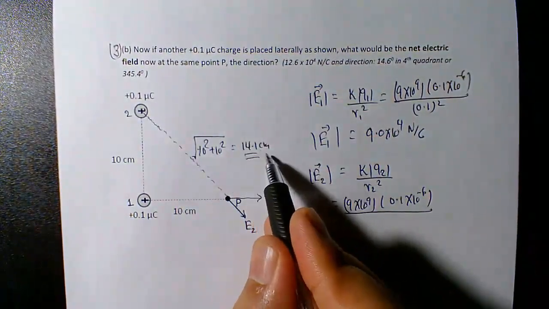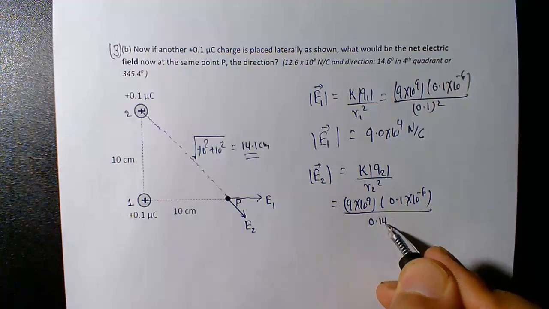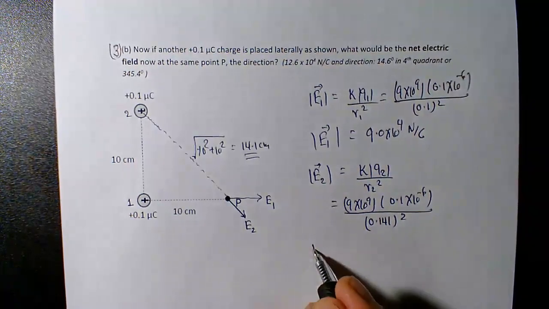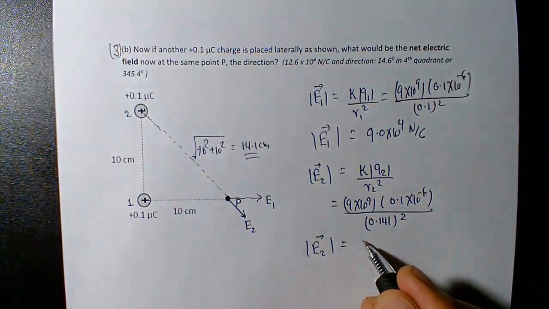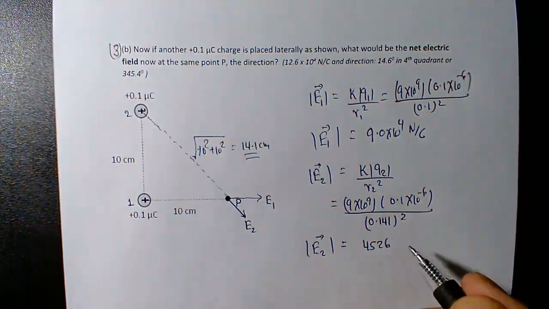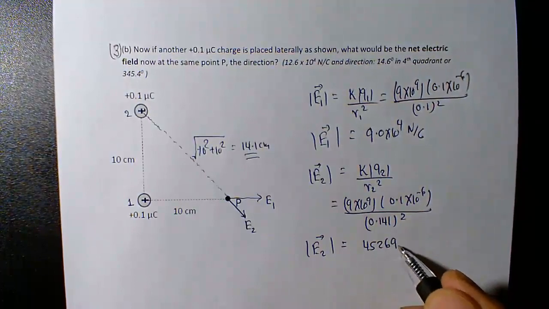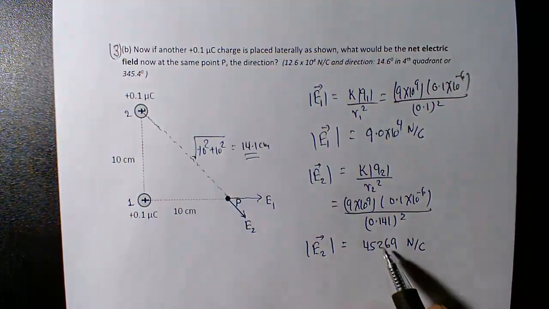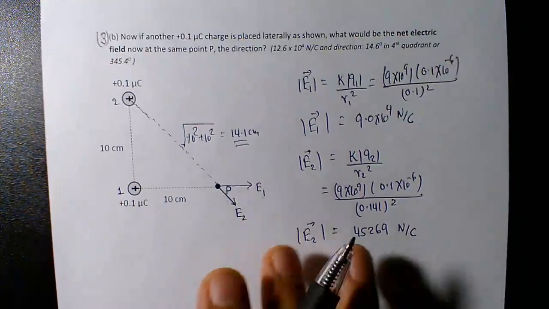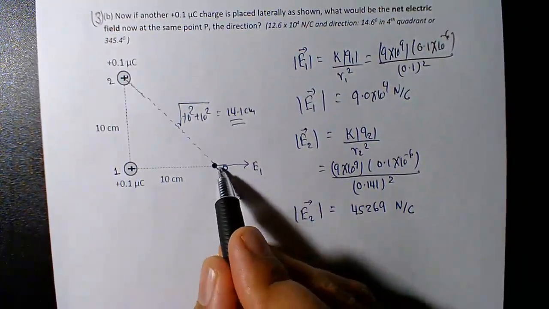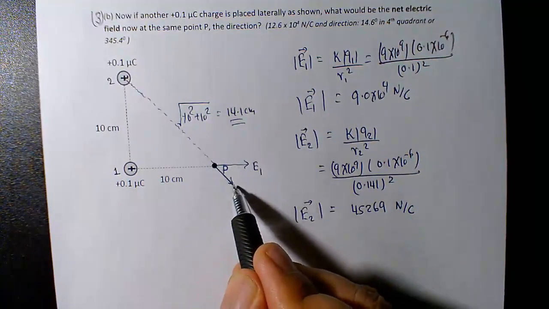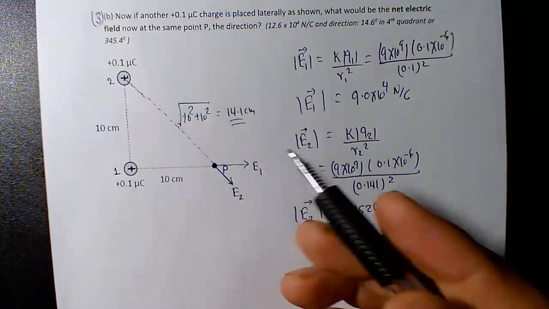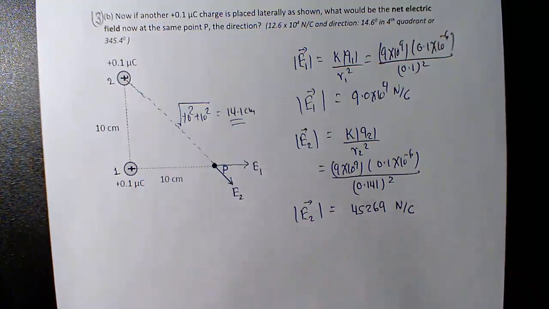Distance you are going to need 14.1, which is 0.141 meters, because remember you need meters. So that's the magnitude of electric field E2, and if you do that, it is 45,269 newtons per coulomb. Now since you have two electric field vectors, electric fields are vectors, acting at a point, to find the net electric field you have to do exactly the same vector addition that we did before.